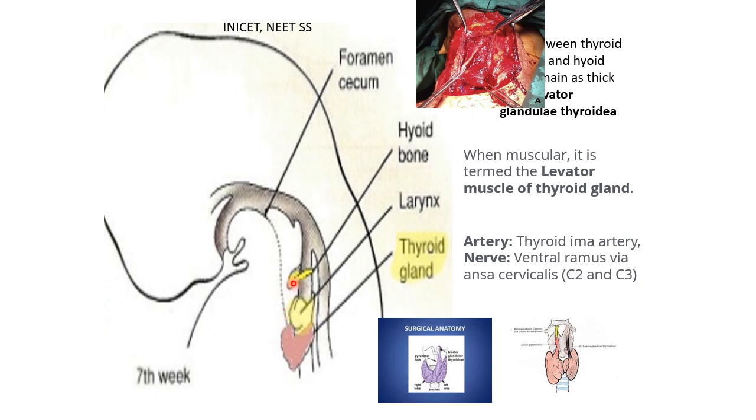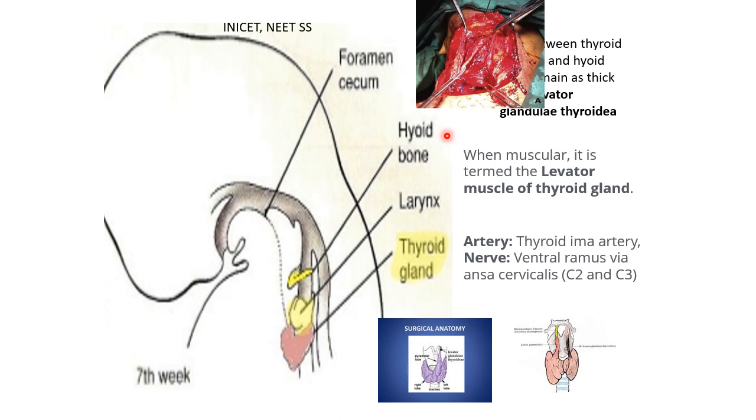This is known as the levator muscle of the thyroid gland, if it has some muscle fibers. You can see it in this diagram here. And intraoperatively, this is what it will look like. A fibrous band. You might have some muscle fibers that are supplied by the thyroid artery and the ventral ramus of C2 and C3. Now, this is particularly for NEET and NEET super specialty, because I'm now going into depth to cover NEET and super specialty.